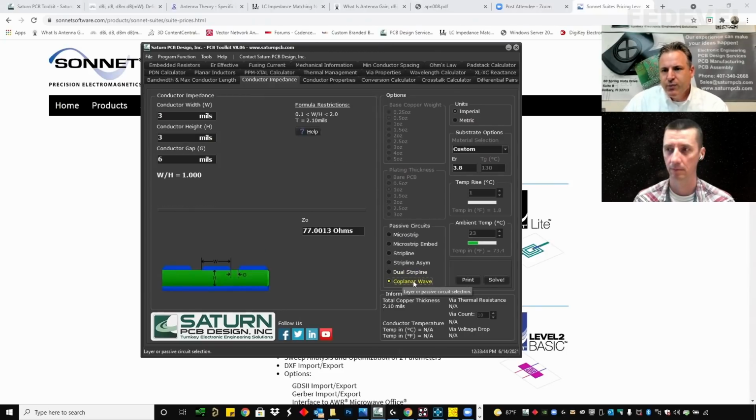The coplanar strip line, that is still a work in progress. I've gotten the formula from the Waddell book, I've spent hours and hours and hours on it. I can't get it to work properly. I don't know what I'm doing wrong, if I'm doing something wrong, or if there's a typo in the book or something, because I can't seem to get it to model accurately.